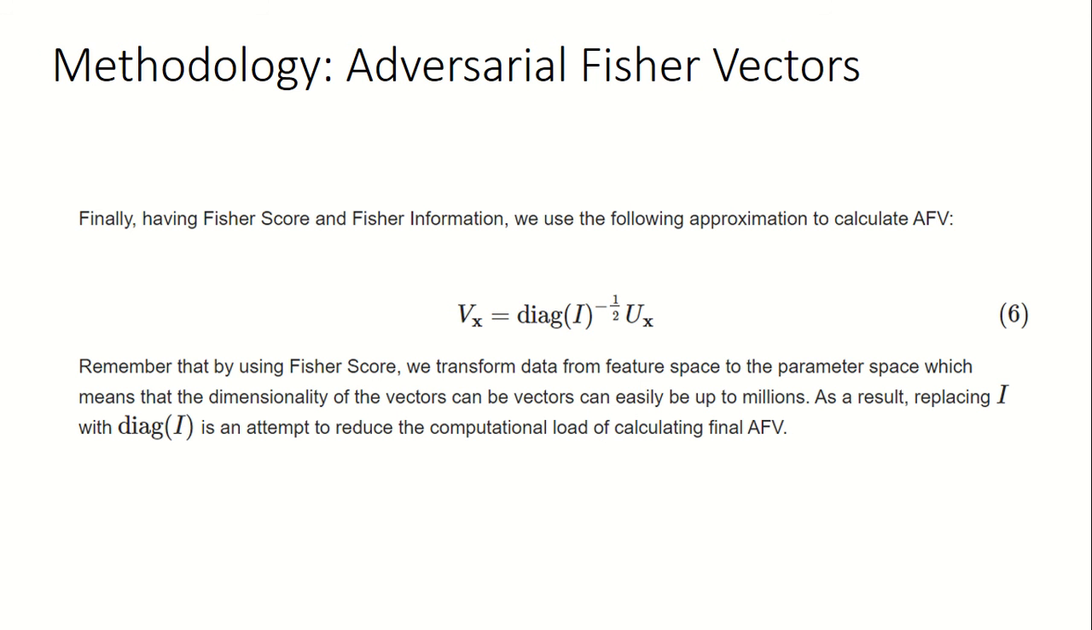Remember that by using the Fisher score, we transform data from feature space, where for example the dimensionality is d, to the parameter space of your generative model, where the length of your adversarial Fisher vector is equal to the number of parameters of your generative model. Besides, in order to make the calculation of this adversarial Fisher vector efficient, we approximate I with its diagonal version. This is to reduce the computational complexity of calculating the negative square root.